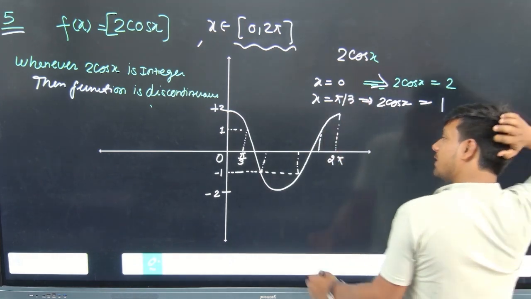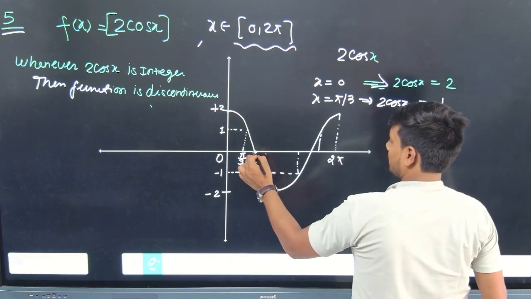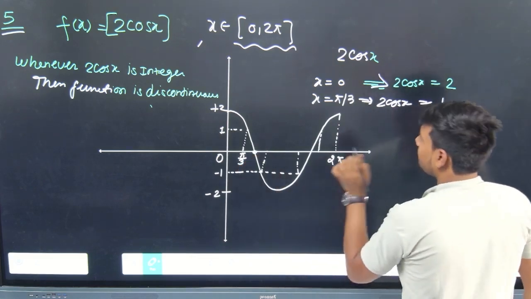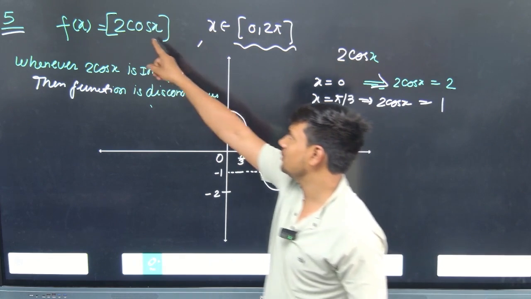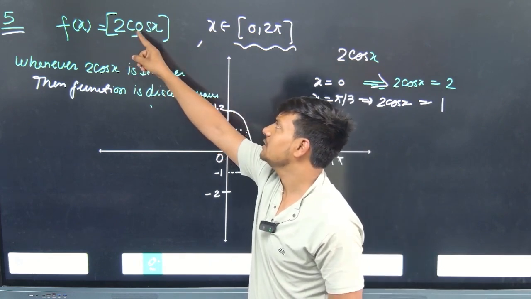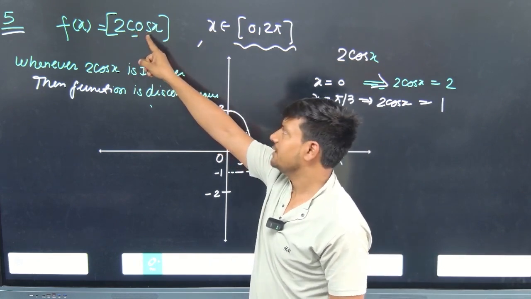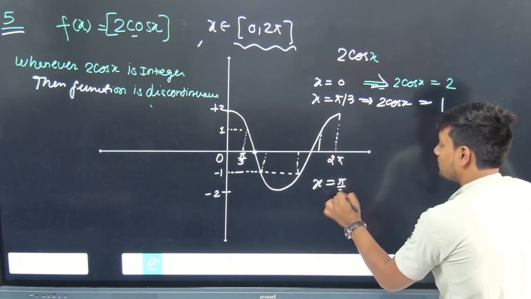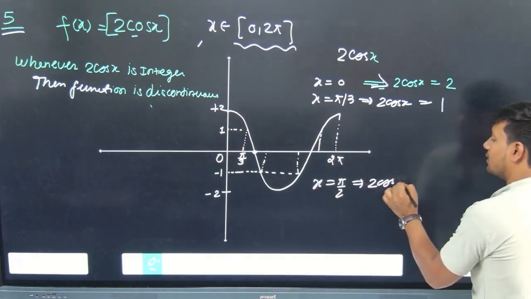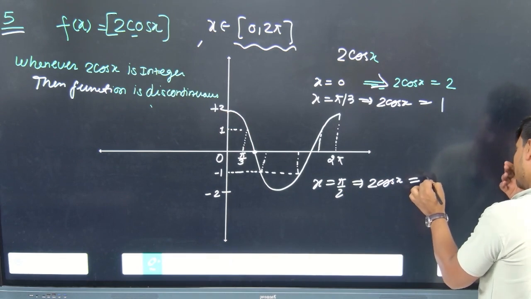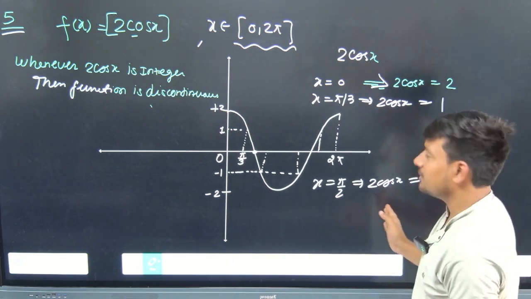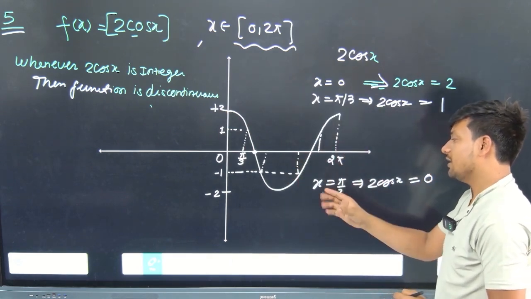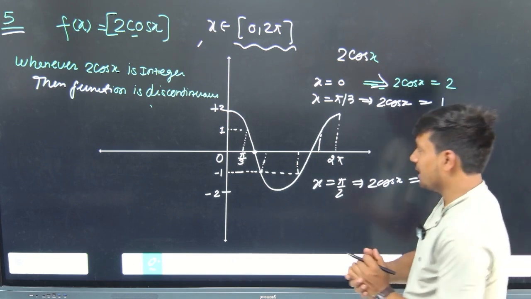Now the next point is pi by 2. If we put x equal to pi by 2, you can see that this is an integer, because cos pi by 2 is 0 and 0 into 2 is 0. Again at x equals pi by 2, 2 cos x equals 0, which means an integer. Hence this function is discontinuous at x equals pi by 2, right?